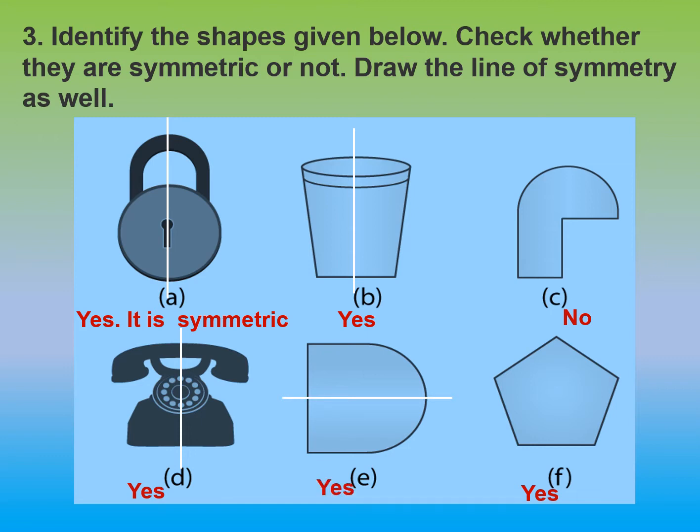So how many lines of symmetry are there for F? We can draw like this. When we fold, it will match exactly. Then 2, 3, 4, 5. So total 5 lines of symmetry are there for this figure. So it is symmetrical.